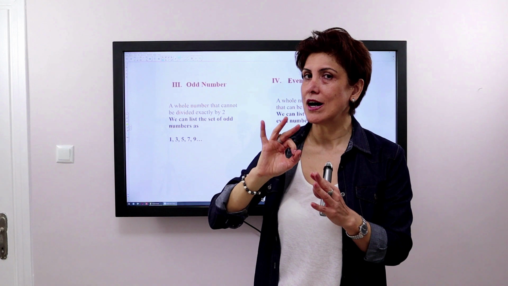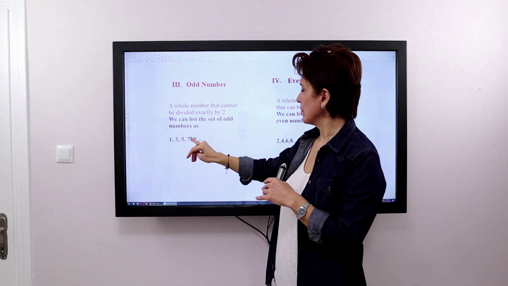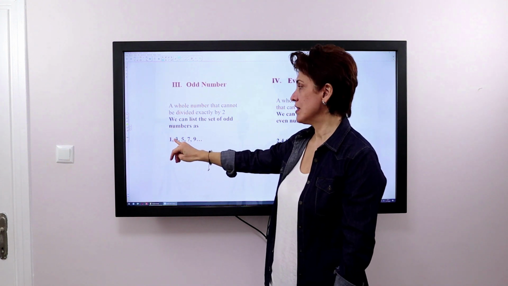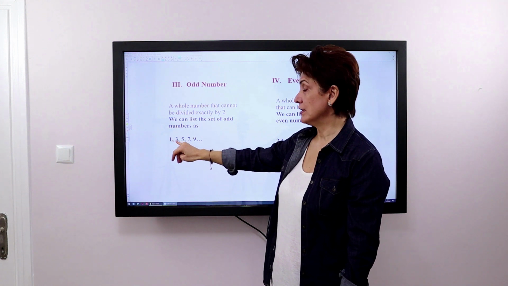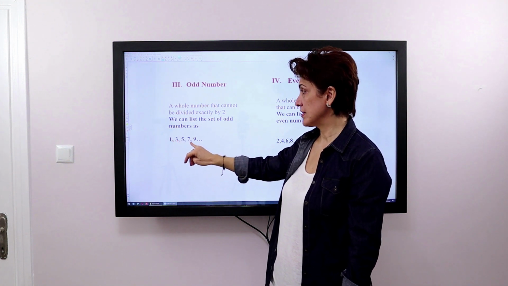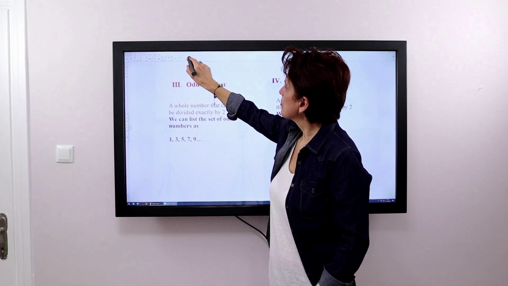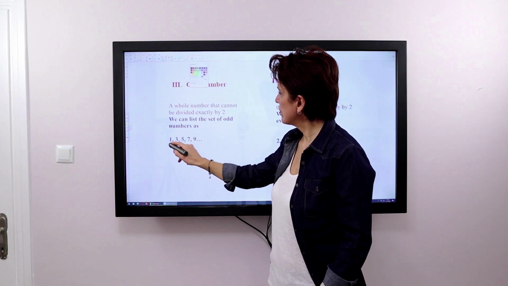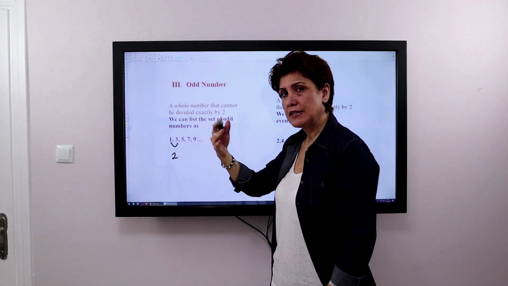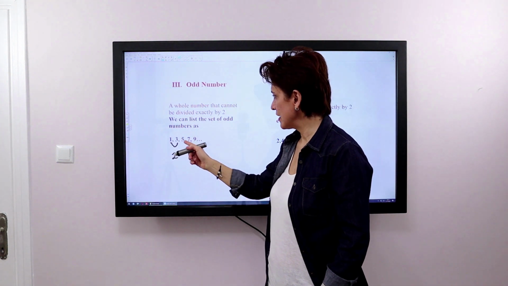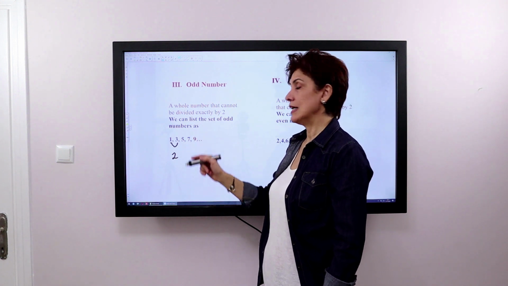If we cannot divide a whole number exactly by 2, we call it an odd number. What are they? For example, 1. You cannot divide 1 by 2. Another is 3, 5, 7, and it goes on. You need to recognize the difference between those numbers. What is it? 2, right? It's increasing by 2 each time. The next one is 5, the next one is 7, the next one 9. If we add the next one, 11.